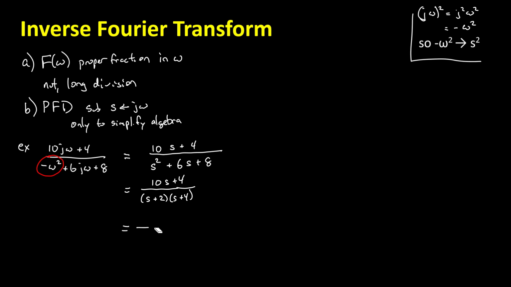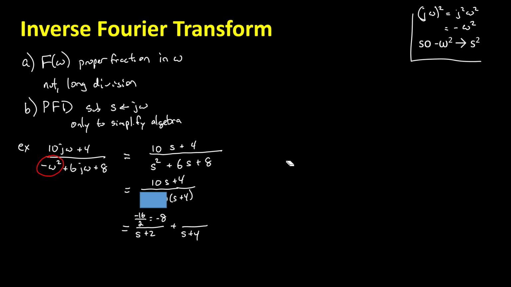So partial fraction decomposition says it must be something over s plus 2 plus something over s plus 4. Let's use the cover-up method. We'll take the s plus 2 term first. So we'll cover up the s plus 2, pretend it's not there. Since we covered up the s plus 2 term, we're going to substitute in its corresponding root of negative 2 to find out what the numerator is. So negative 2 up here gives us negative 20 plus 4 is minus 16. Negative 2 down here gives us 2, so that's minus 8.